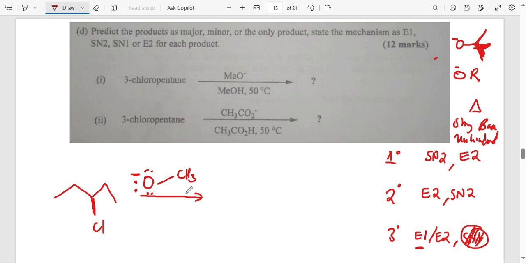Okay, so now let's determine. This is a secondary substrate. The base is strong. We can see it is oxygen bonded to CH3 and it is unhindered. And you can see this is high temperature. This reaction is going to go by what? What will be the major mechanism?